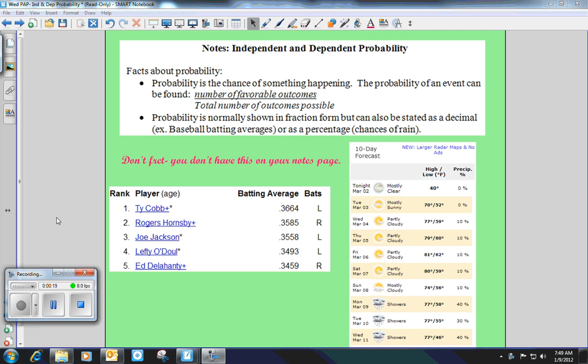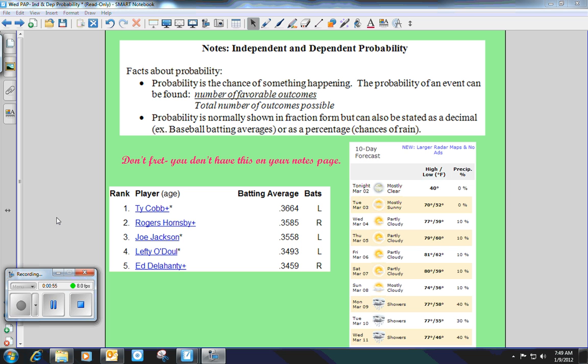Some things to review about probability is that it is the chance of something happening. The probability that an event can be found or an event will happen. It's the number of chances, the number of items out of the total number of outcomes. So for example, if we're trying to draw a red ball out of a bag of marbles, and there's 3 red marbles in there, then we've got 3 favorable outcomes, 3 chances to pick a red marble out of the total number of marbles in the bag. So say 10. So 3 out of 10 to get a red marble.